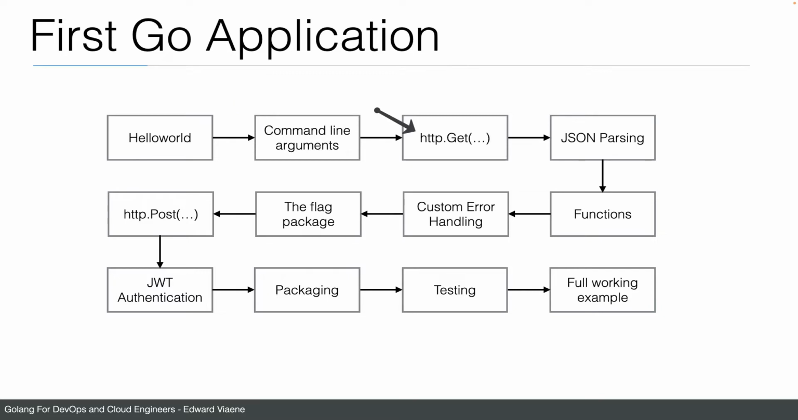API calls from a Golang program are often used, so that's why I picked this as a first example for our first application. We're going to do JSON parsing because our test server is going to reply JSON. I'm going to explain functions and custom error handling. I will then explain the flag package. We're going to do a post request. So first we did a get request, then I will do a post request.